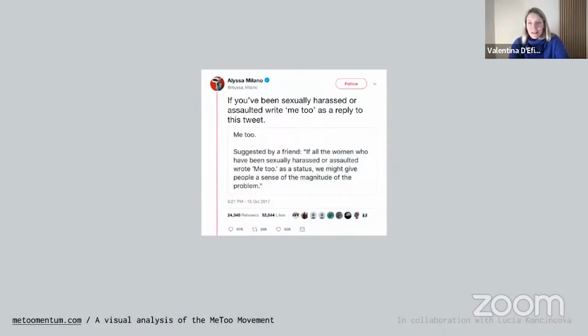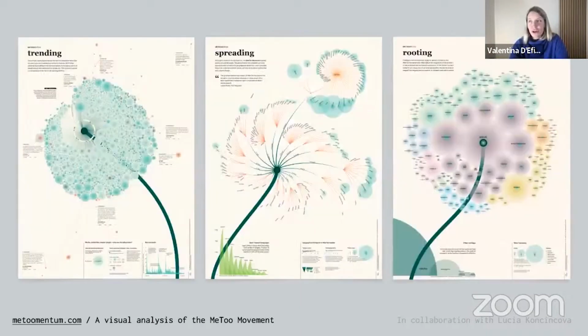Another example of accessing information that is not readily available but is out there on the internet is when we accessed the Twitter API. We scraped it and we retrieved 200,000 tweets containing the #MeToo hashtag. And we created MeToo. This was a collaboration with a brilliant developer, Lucia Konchinkova.